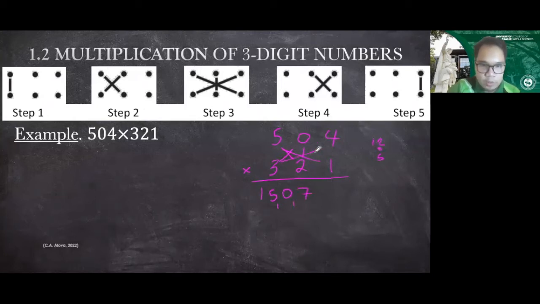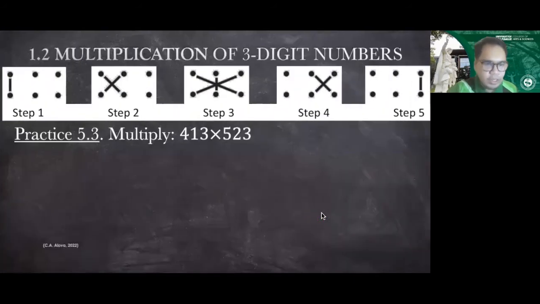And then 0 times 1 is 0, 2 times 4 is 8, and then 4 times 1 is 4. Sum up the necessary things: 1, 6, 1, 7, 8, 4. And that is our answer for 504 times 321. So basically, it's quite easy without the partial products. It's much cleaner to see.